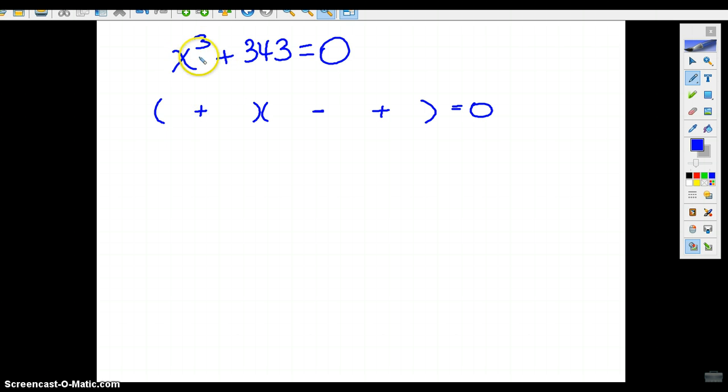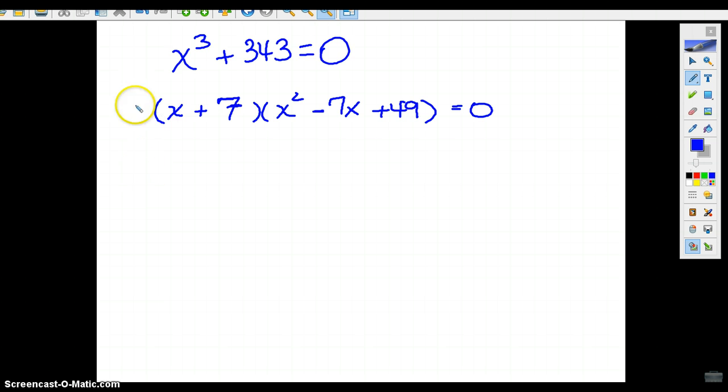Okay, what times itself 3 times gets me x cubed? Good, x. What times itself 3 times gets me 343? Look on your chart and let me know. I think I heard somebody say 7. You should be talking to me, not just sitting there like bumps on logs, remember? All right, so now how do we get this? We square this one and put it here. We square this one and put it here. And then we multiply these two together without regard to sign because we already put our signs in there.